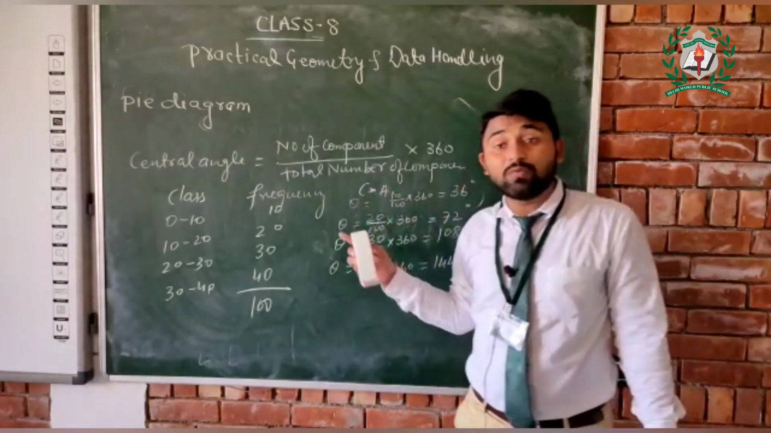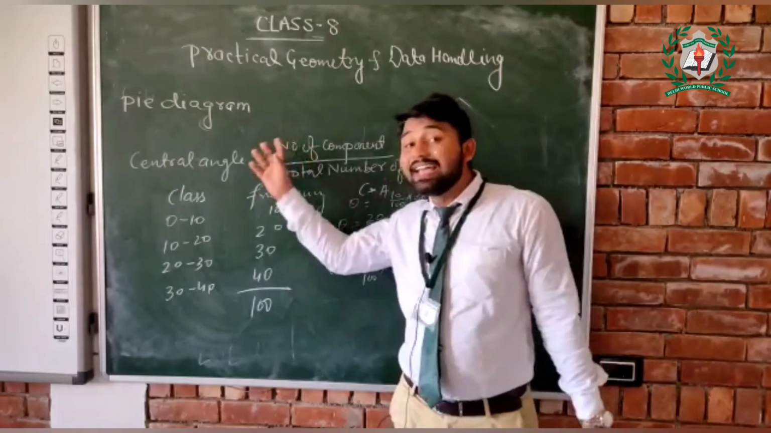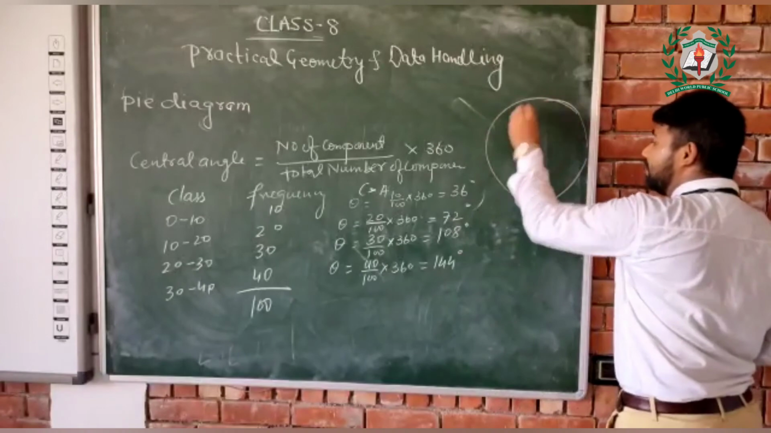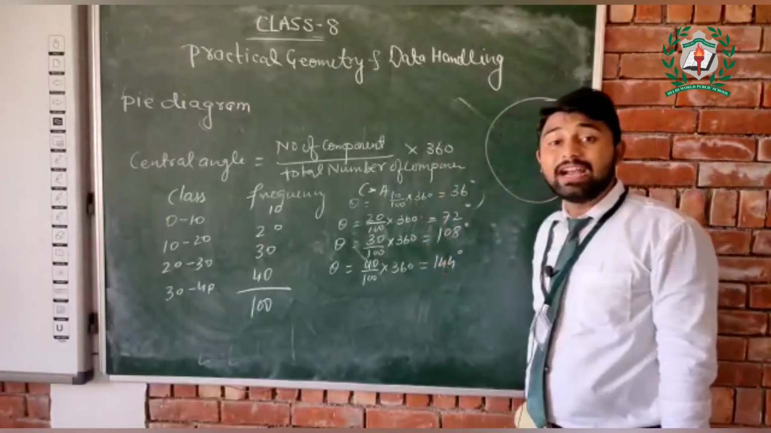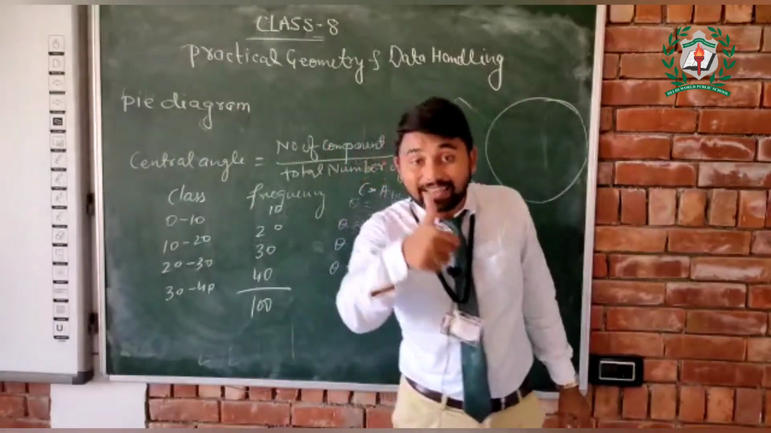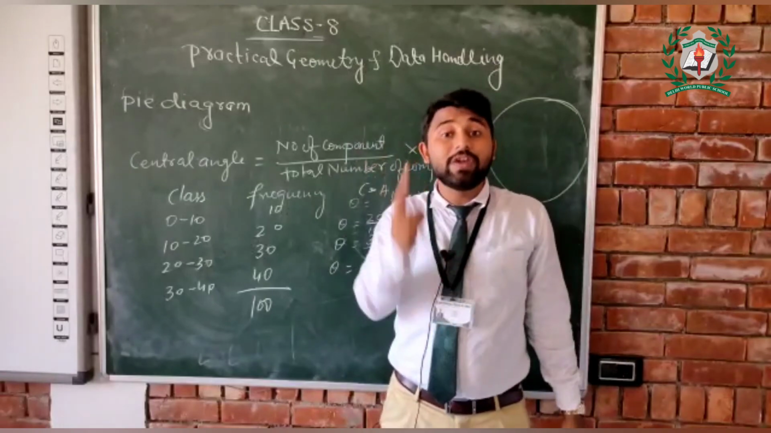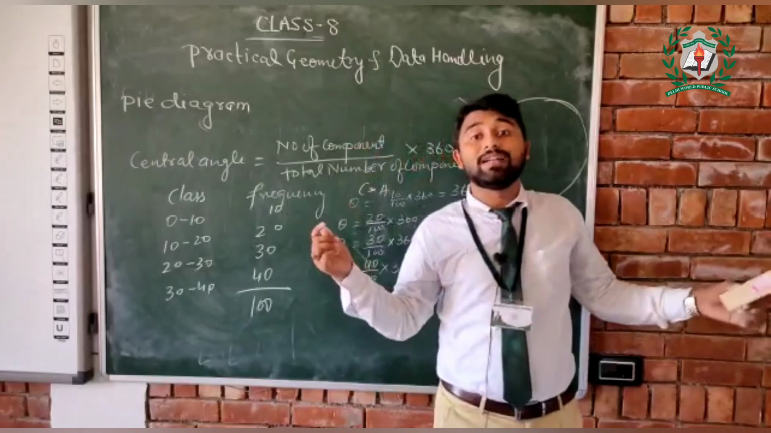This is the procedure for finding the central angle for the pie diagram to show the data. Make a circle and draw all the angles which we have found. Dear students, this is the procedure for finding the central angle for the pie diagram, and a pie diagram is a way of showing the data which you have collected.